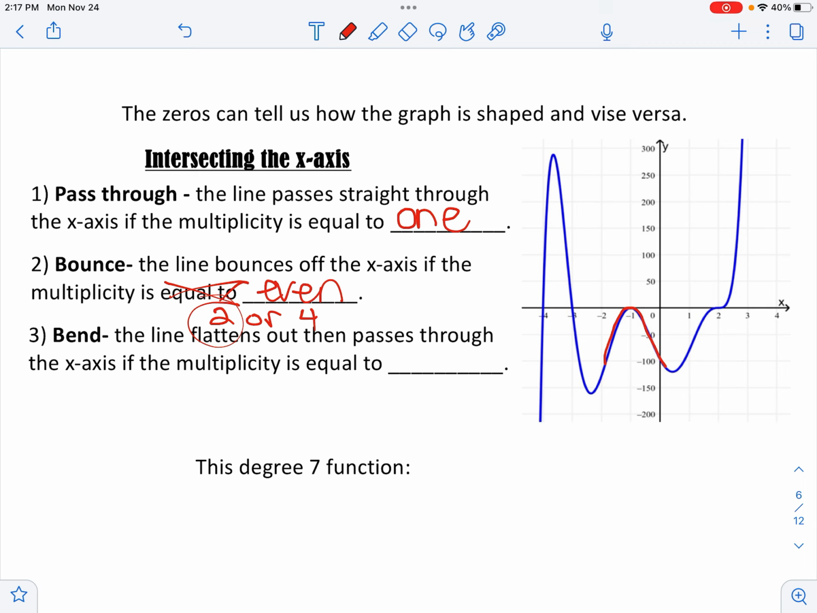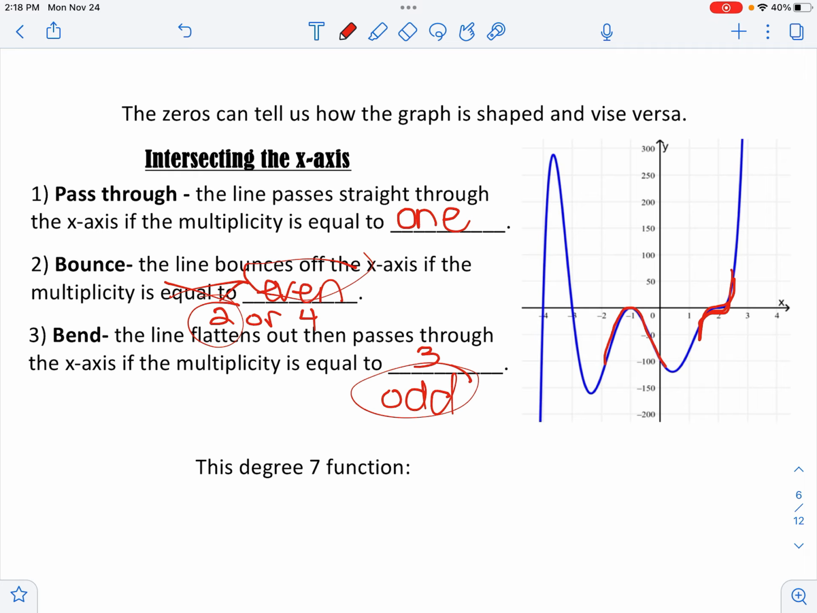And then if you see it bend, it's odd. So that would be like this 2 here. It bends. For us, that means it's odd. But generally for us, that's going to mean 3, because we're not going to get to functions that are going to be so big that we're going to have 5 or 7 for a multiplicity, probably. So probably when you see pass through, it's a 1, bounce, it's likely a 2, and a bend, it'll be likely a 3. But technically, it's even or odd for these two.